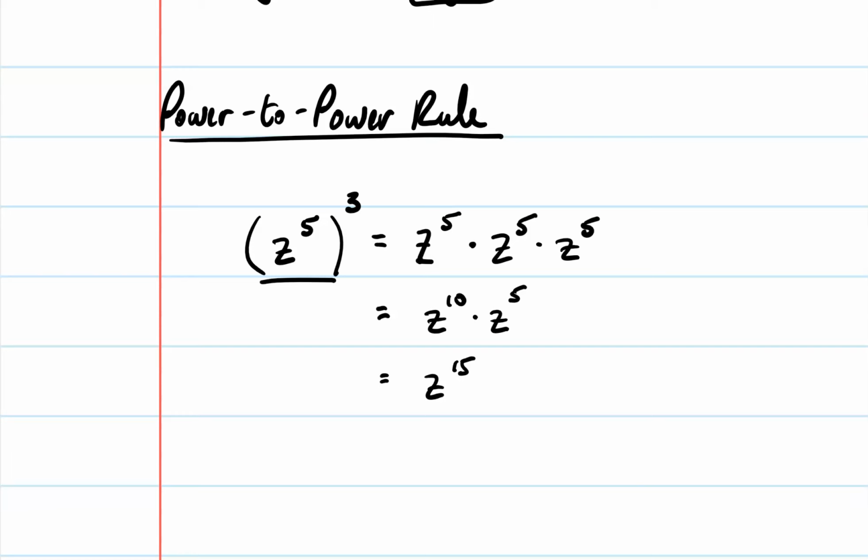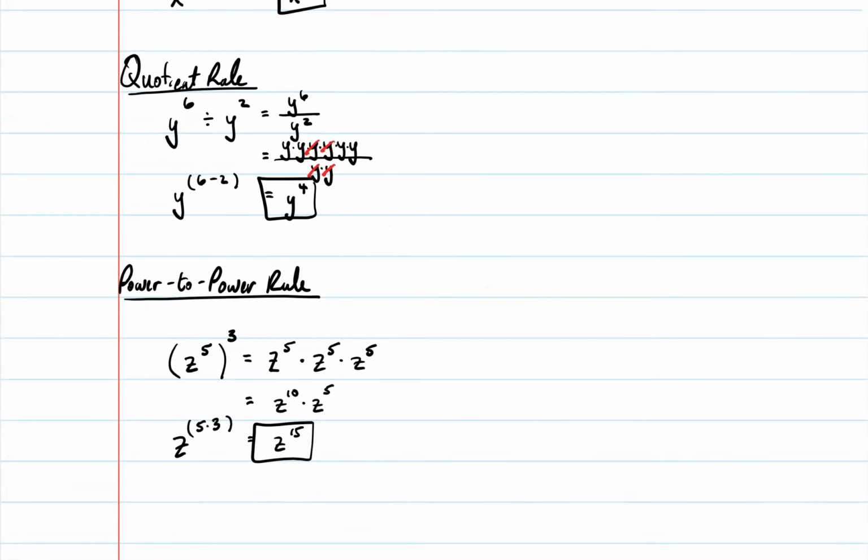Now what's the shortcut to take z to the 5th raised to the 3rd power down to z to the 15th power? Well, if you noticed it, good for you. The power to a power rule states that if I have one power raised to another, then we can actually multiply those exponents together. And z to the 5 times 3 power, or z to the 15th power, is the result when we apply the power to a power rule.